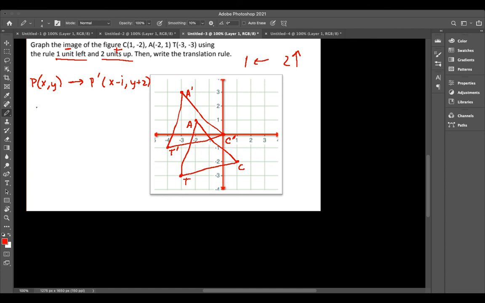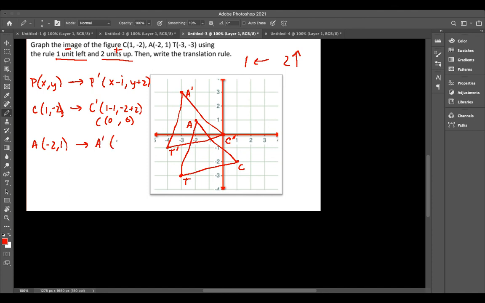Basically, we have C here. C is (1, -2). We're going to go to C prime, and that would be 1 minus 1, and this would be negative 2 plus 2. As you can see, that would be (0, 0), which is the coordinate point. Which is true. Next one is A, (-2, 1), A prime.